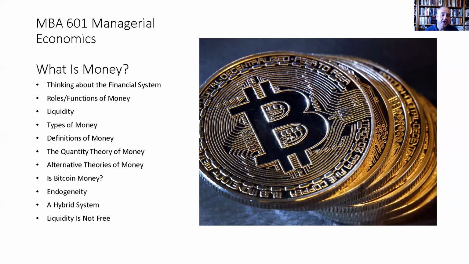And then I'll conclude with thinking of our system as a hybrid system, and I'll also introduce the concept of a monetary hierarchy that comes from Hyman Minsky through Perry Mehrling and some other contemporary thinkers on this. And then I'll leave you with the concept that one of the things often left out of textbooks, even often left out of finance classes, is this idea that liquidity is not free.